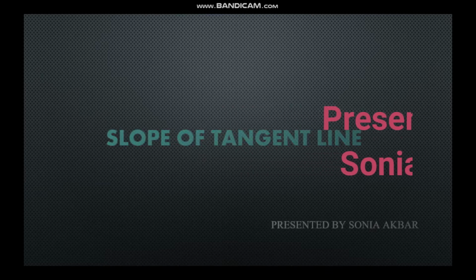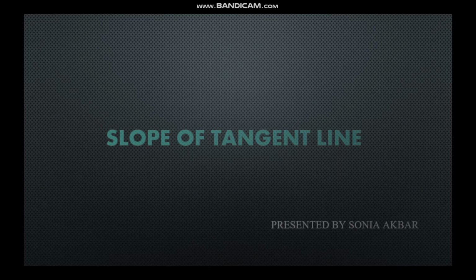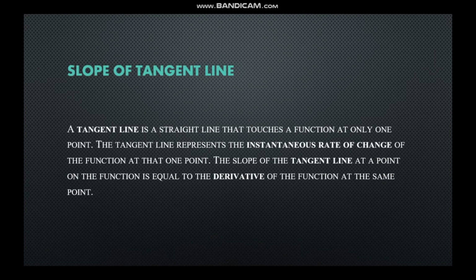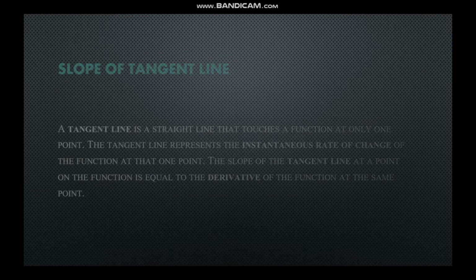The topic which I am going to explain is the slope of the tangent line. Basically, a tangent line is a straight line that touches a function at only one point, and this line represents the instantaneous rate of change of that function. And the slope of the tangent line is the derivative of that function.